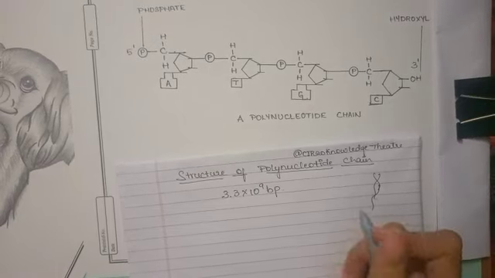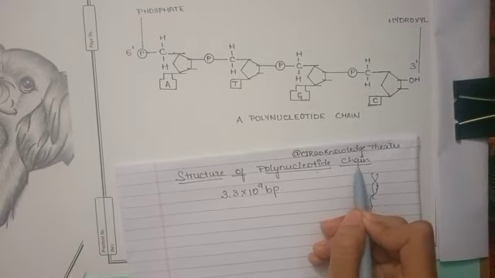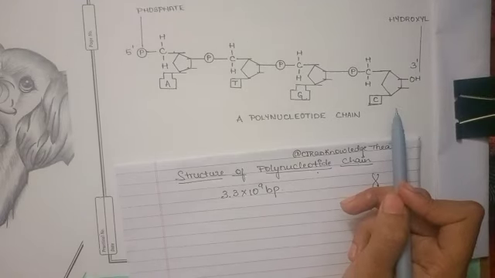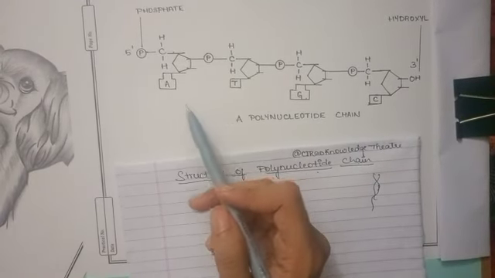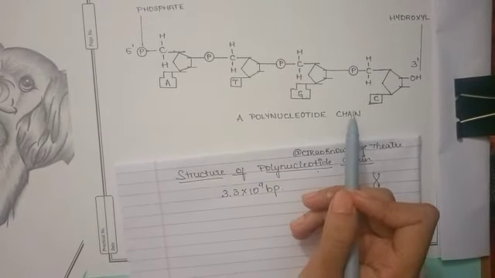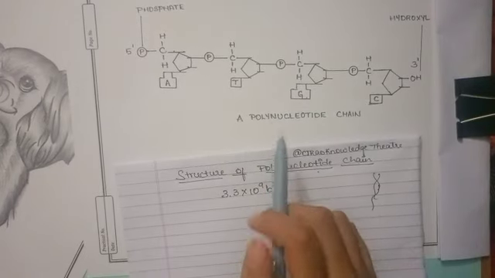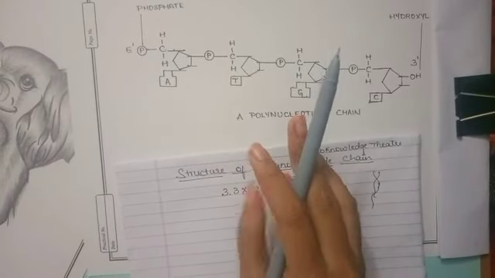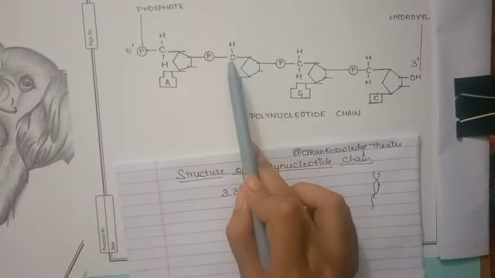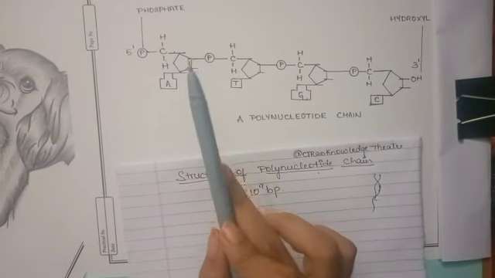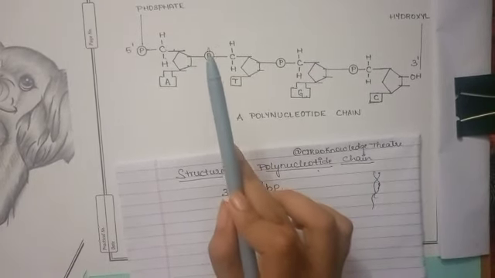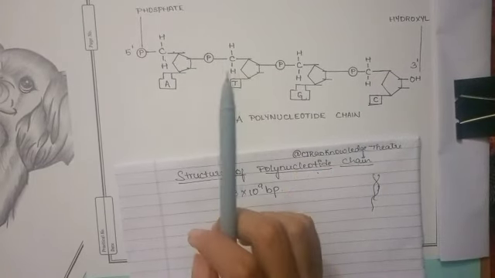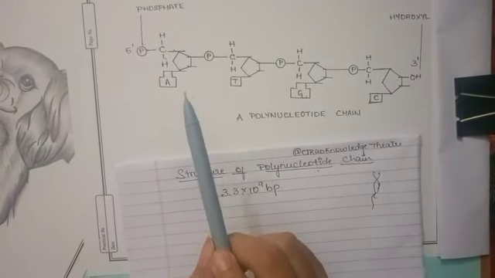Now let us discuss the structure of polynucleotide chain. It is a long polymer. Here you can see the chemical nature of the polynucleotide chain, that is DNA or RNA. A nucleotide has three components: a nitrogenous base, a pentose sugar, that is ribose in case of RNA and deoxyribose in case of DNA, and a phosphate group.